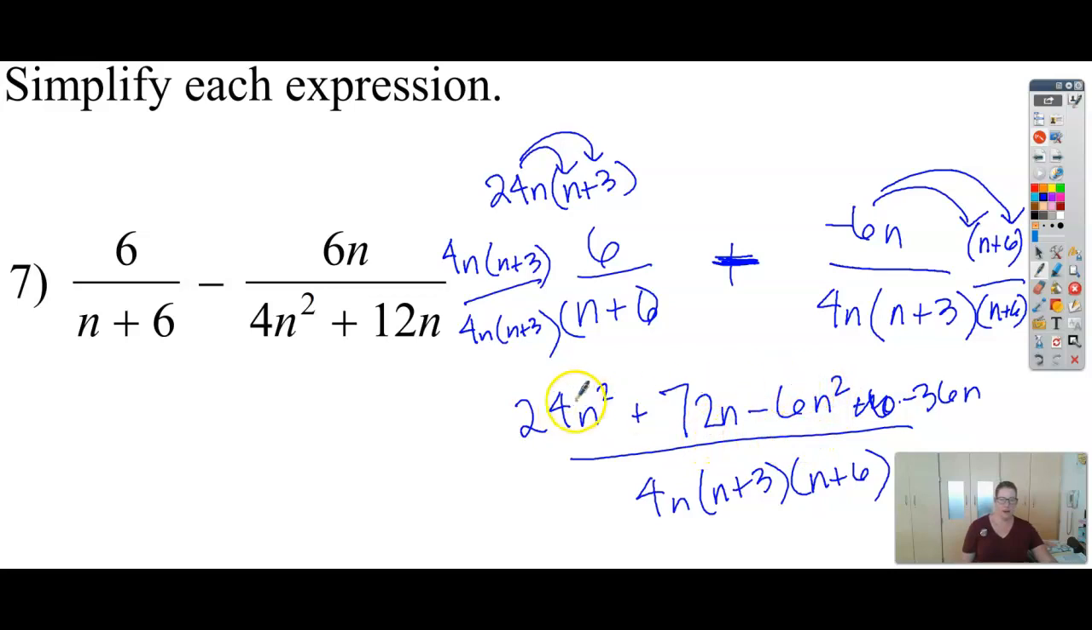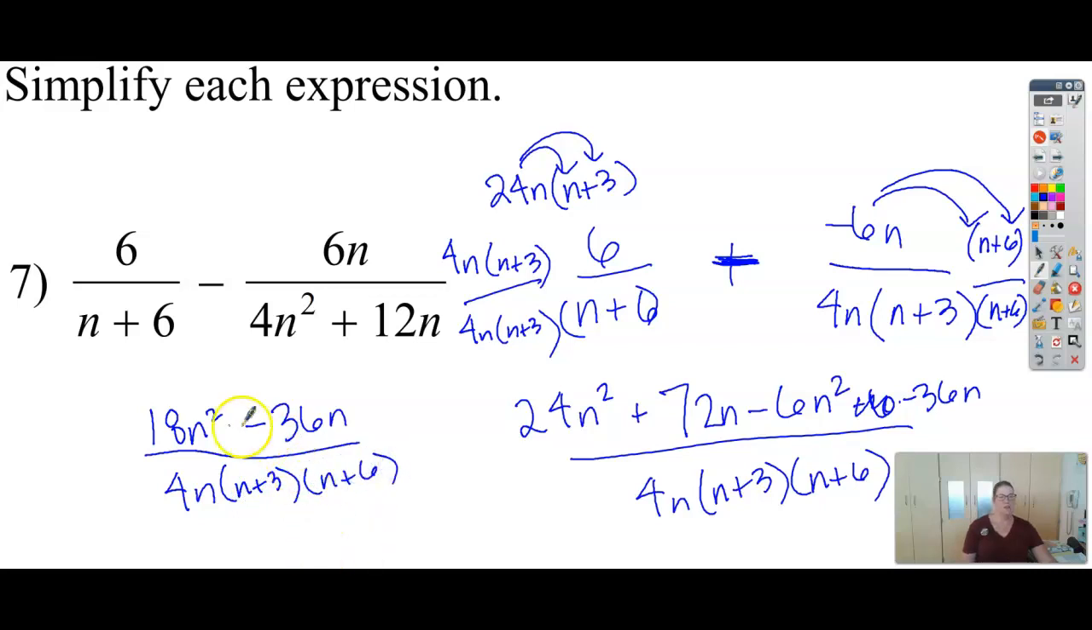Negative 6n squared and 24n squared, that would be 18n squared. And then 72n minus 36n would be 36n. All over the 4n times n plus 3 times n plus 6. Okay, so now I can see that 18 and 36 have a common factor of 18, so I can pull out the 18.